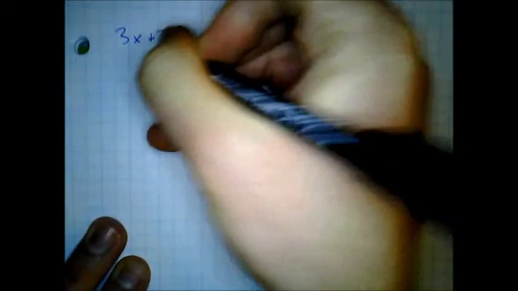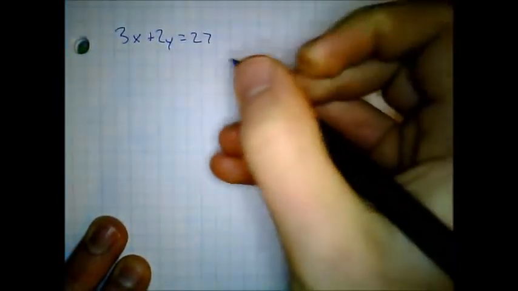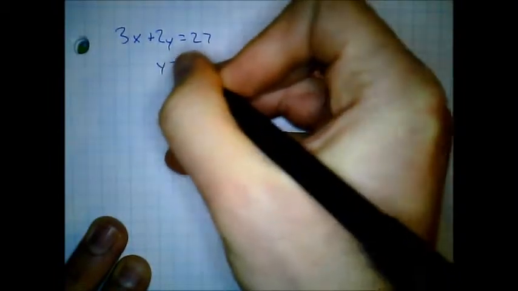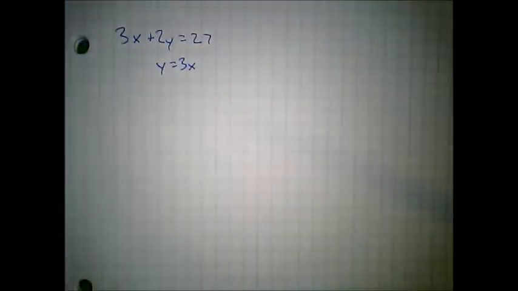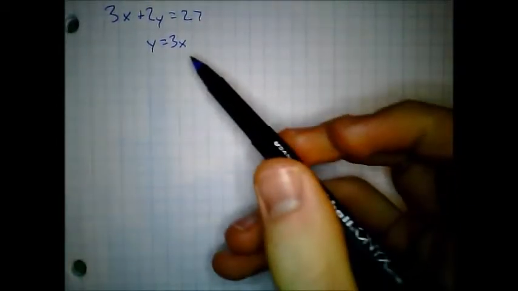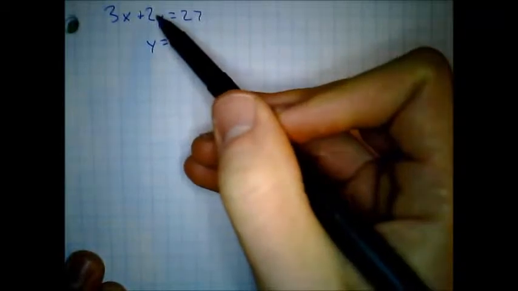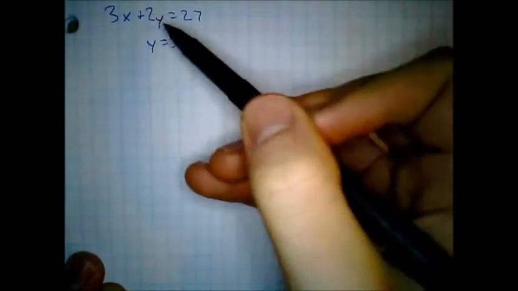So let's say we have the system 3x plus 2y equals 27 and y equals 3x. Okay, so this is still substitution because the second equation tells us exactly what y equals. The only thing different here is that instead of having just one y like our previous examples, we have 2y.